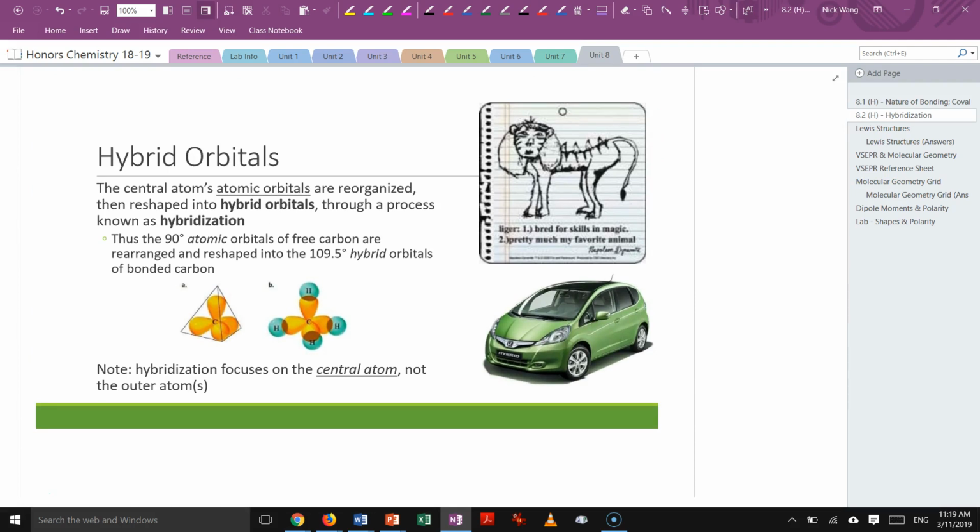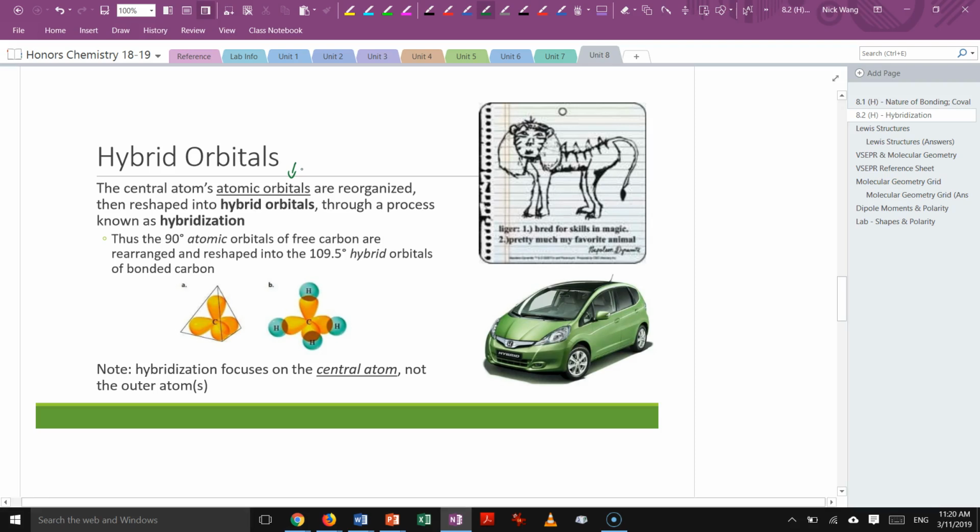Hybrid orbitals are where we take the atomic orbitals, the very rigid s and p orbitals we just saw in carbon, and they're reorganized and reshaped into hybrid orbitals through a process called hybridization. So again, atomic orbitals undergo hybridization to become hybrid orbitals.